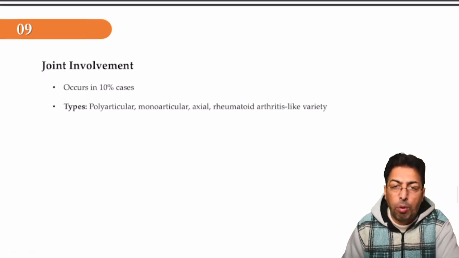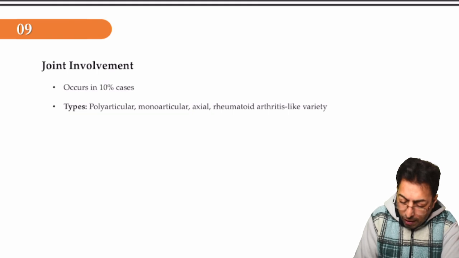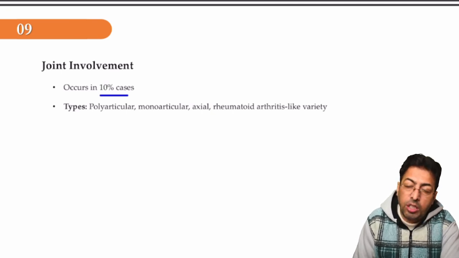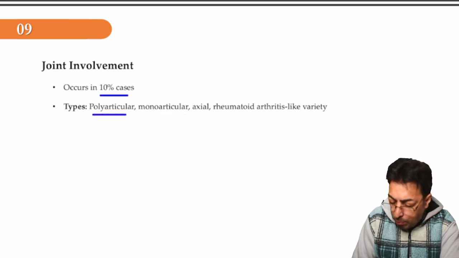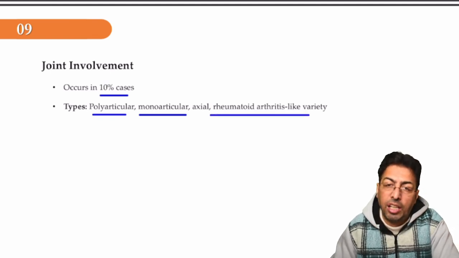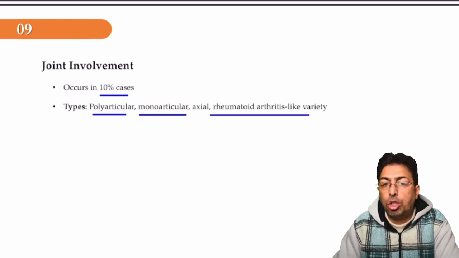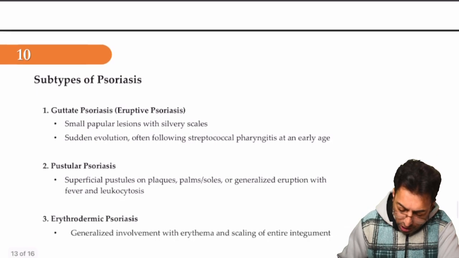Psoriatic arthritis is important. I mentioned a severe variety called arthritis deformans, and almost 10% of cases have the orthopedic association of psoriasis. And what is the type of arthritis? It is usually polyarticular, it can be monoarticular, or it can be a rheumatoid arthritis like variety, especially rheumatoid type because it usually affects the smaller joints. So the smaller joints are more commonly affected rather than the big joints.